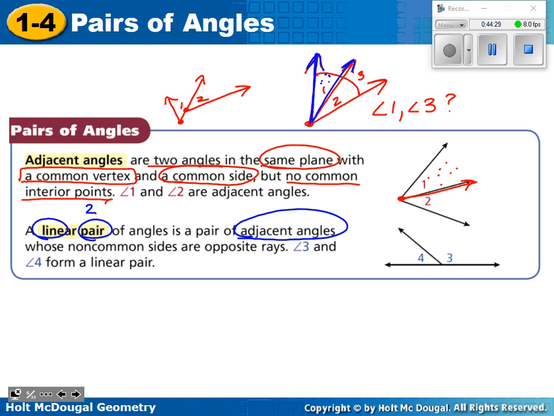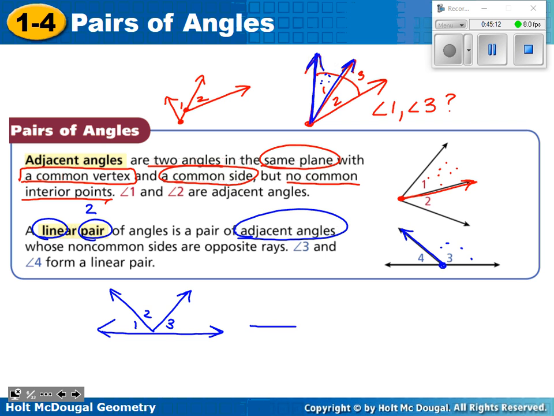Would you agree that 3 and 4 are adjacent angles? They're side by side. They have a common vertex. They have a common side. Points in 3 are not in 4. Okay, but it's a pair, only a pair. So look at this picture. Would angles 1 and 3 in this picture be a linear pair? Think about it. They have to be adjacent, and there can only be two that make the straight line.